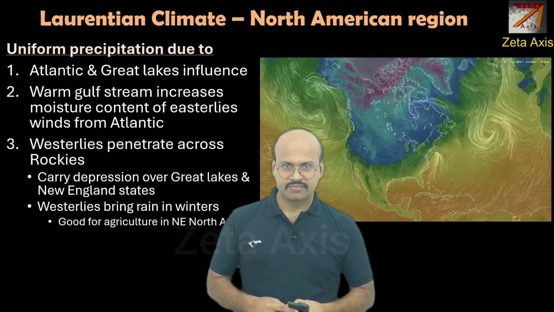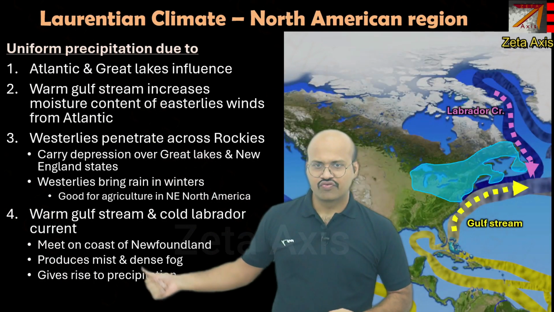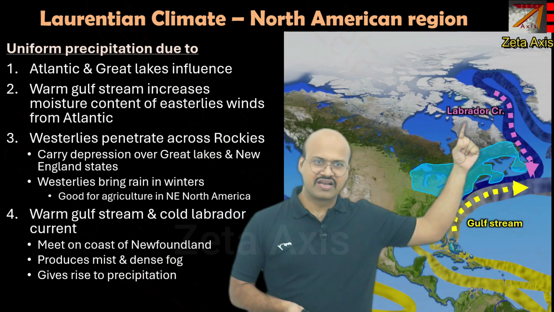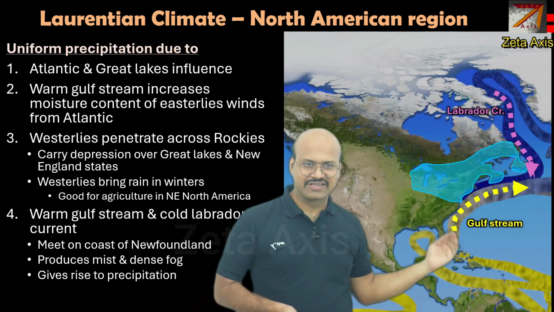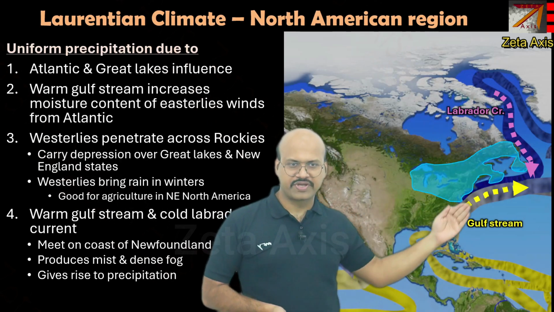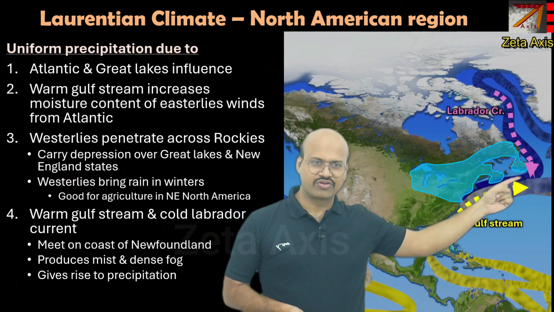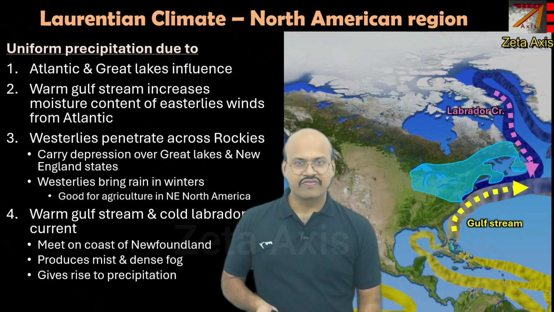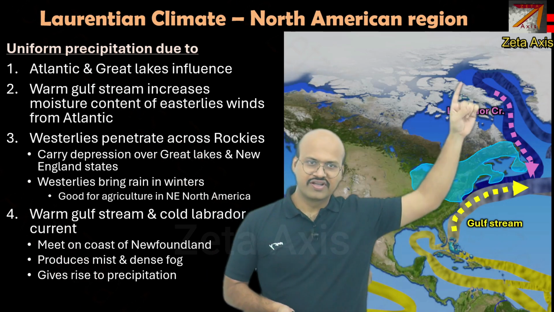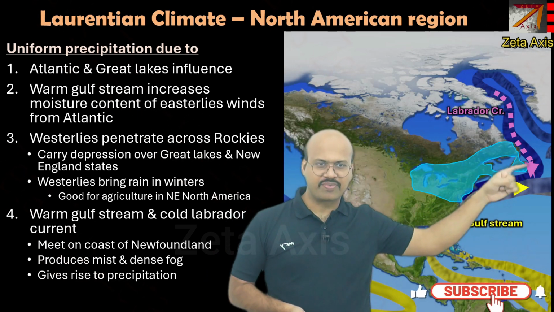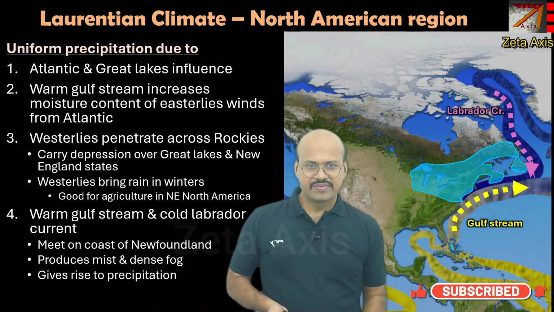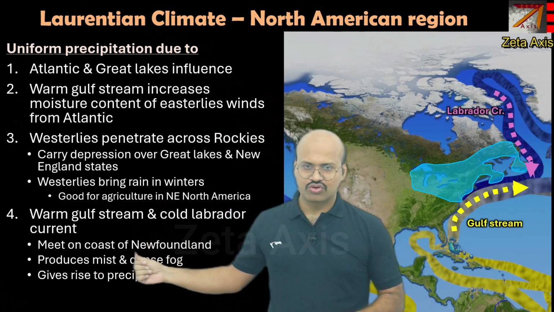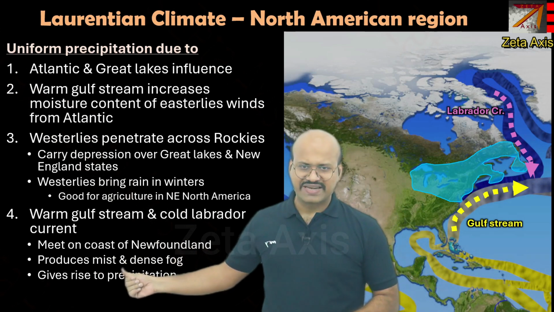Again, the fourth is warm Gulf Stream and cold Labrador current, they meet over here. So we can see this is the Labrador current which is coming from the Arctic Ocean. This is the Gulf Stream which is coming from the tropics. So both of them meet over here around the Newfoundland. Now because they meet over here, they produce a lot of mist and fog. Moreover, these currents, they carry a lot of phytoplanktons over here, providing very rich breeding grounds for fish. So because these two currents, they meet on the coast of Newfoundland, they produce mist and dense fog.